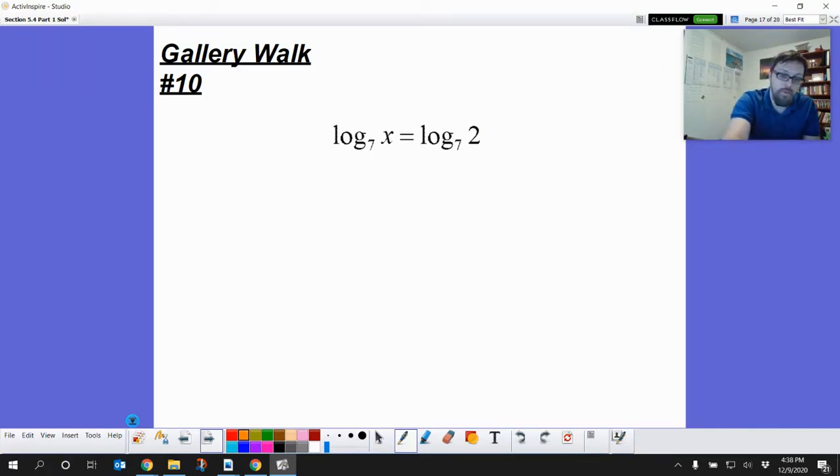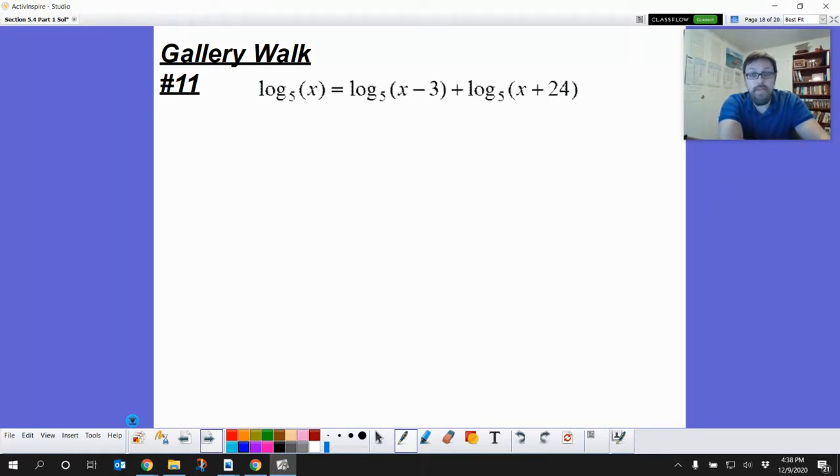So even though these two insides are different, they should be the same since the logs are equal. Just like when we got the bases equal, the exponents are equal. If the logs are equal, their insides are equal. So this one's just x equals 2. That's all you got to do. It's done.